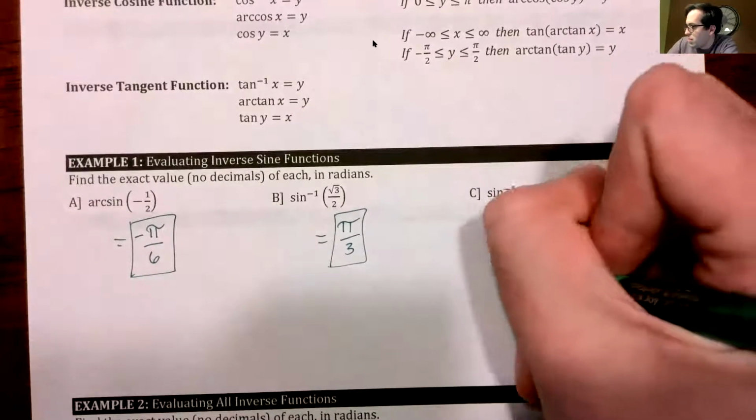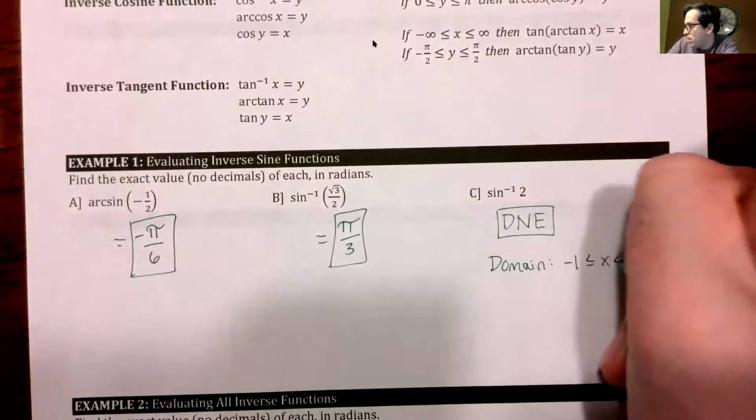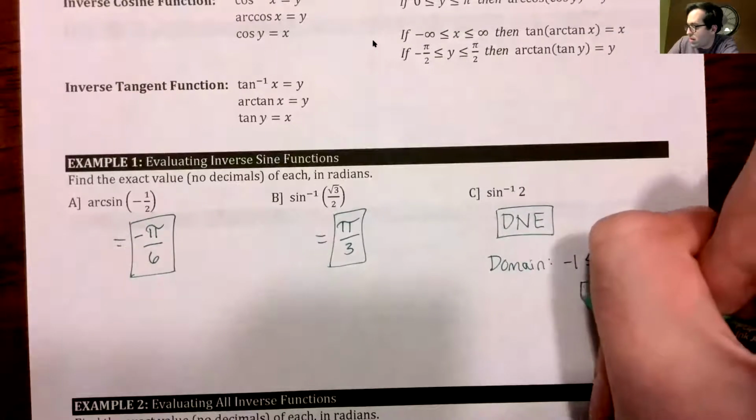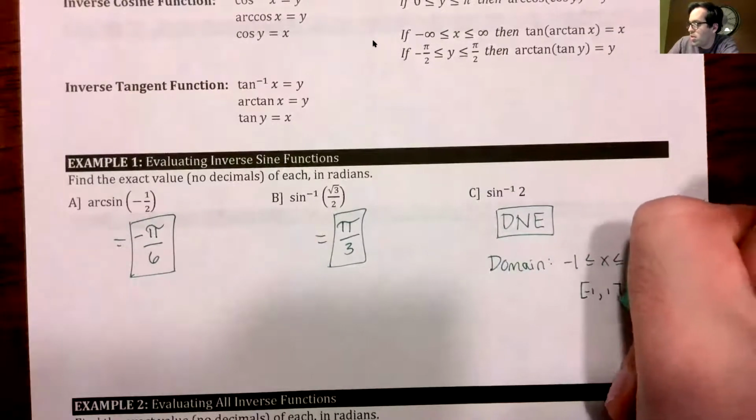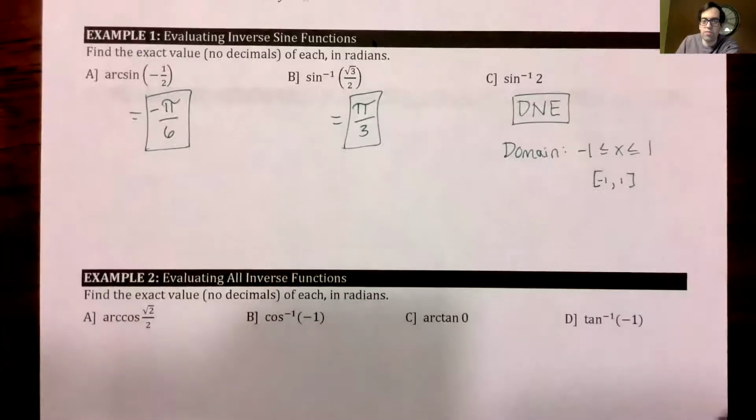The reason being is that the domain is actually only from -1 to 1, which we could write, if we wanted to get fancy, in interval notation. And 2 is not in that interval, so it doesn't work. All right. So next up, we're going to talk about arc cosine and arc tangent. So I'm going to return us to Desmos so we can examine those graphs. Then we'll look at the graphic organizers, and then we'll evaluate these.